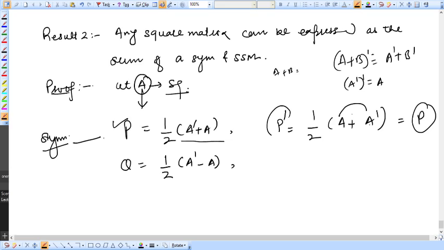Okay, now Q. What happens at Q if we take its transpose? It would become half of A transpose minus A transpose transpose, minus, okay, minus A, so transpose. So it is equal to half of A transpose, transpose means same A.